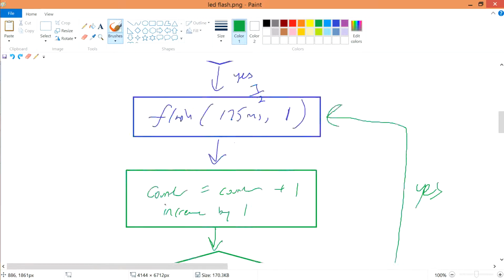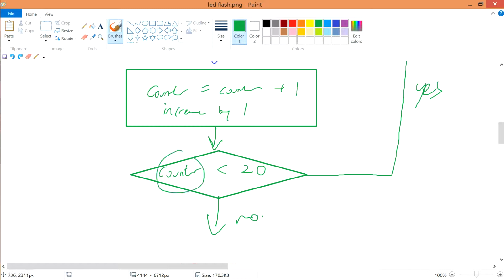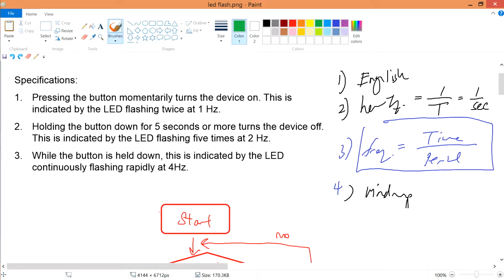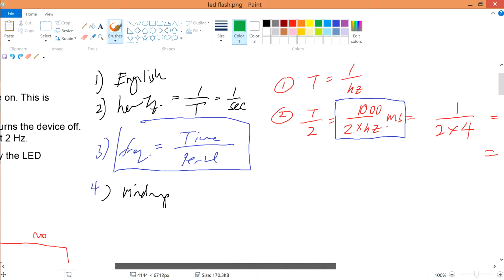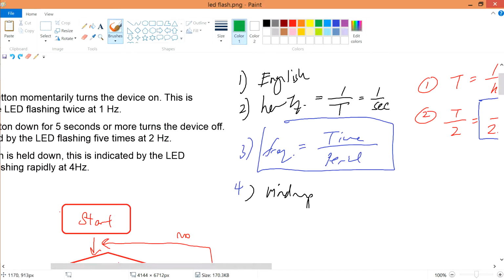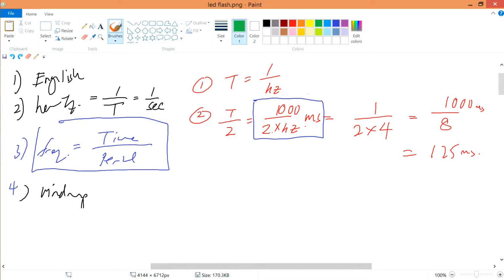And therefore if your counter is not less than 20, which is no, then you come to the next step, which is this particular sentence. This means that you're preparing to turn off your device. To show that you're turning off the device, you're going to flash 5 times at 2 Hz. When you talk about flashing 5 times at 2 Hz, you're going to use this equation. When you're talking in terms of Hertz, you use this type of equation.